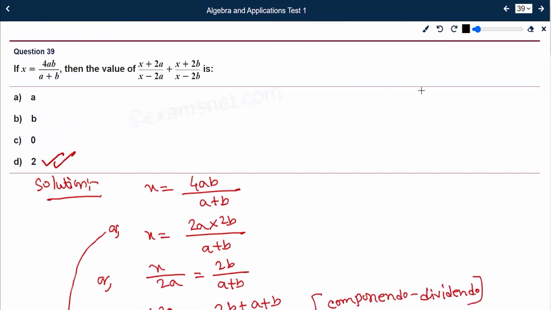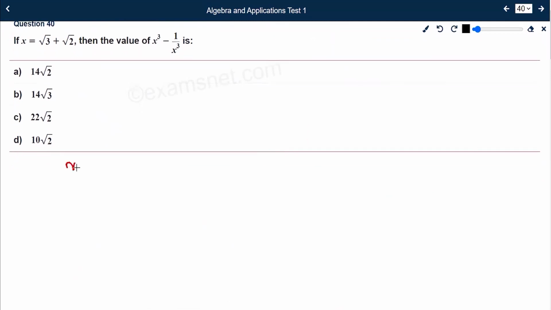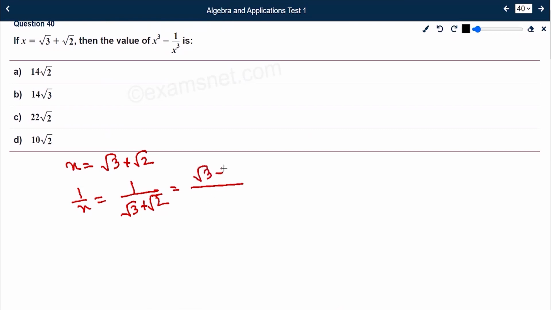And the last question from this test paper, that is question number 40. If x equals √3 plus √2, then the value of x cube minus 1 by x cube. Okay. So let me first write the value for x. And with help of this, I'm going to find the value for 1 by x. Since √3 plus √2 is an irrational number, what will we do in the next step? We will rationalize it by multiplying both the numerator and the denominator with the conjugate. That is √3 minus √2.